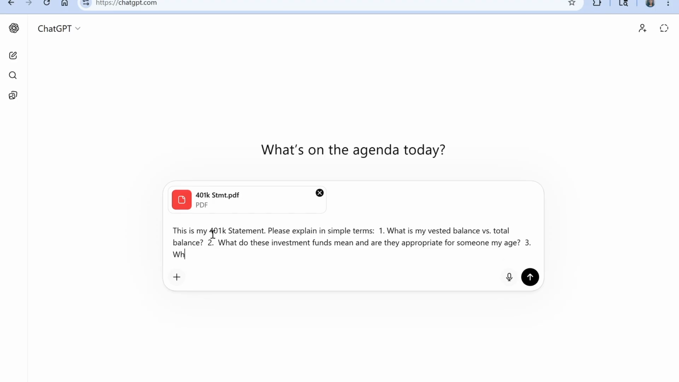And 3, I wanted to know, what is the expense ratio and is it too high? And then 4th, am I contributing enough based on my age?